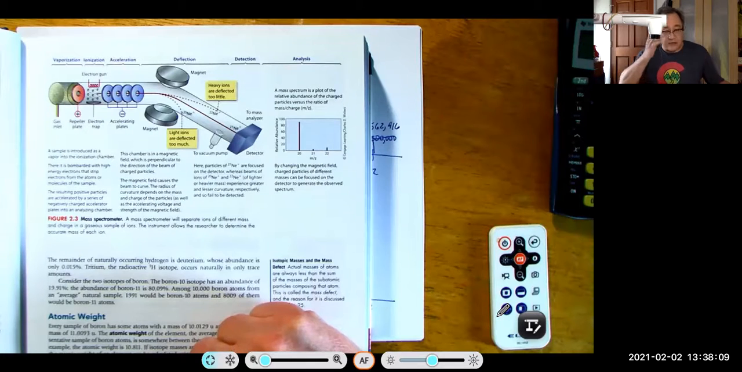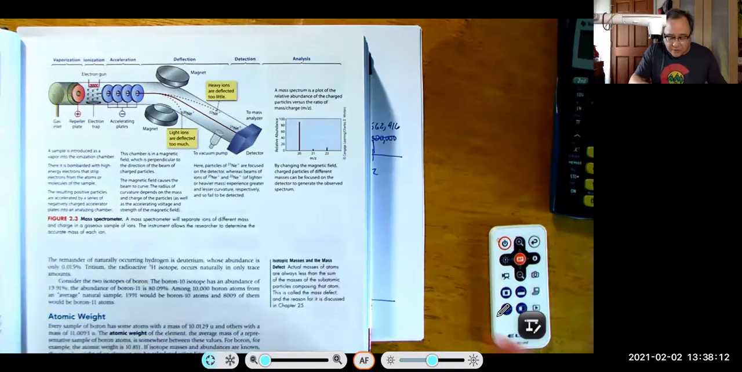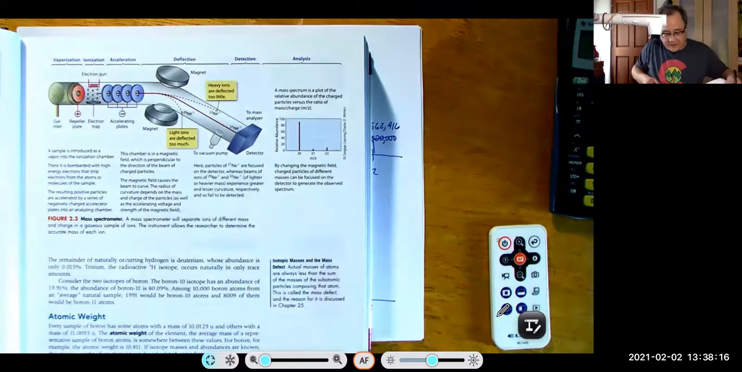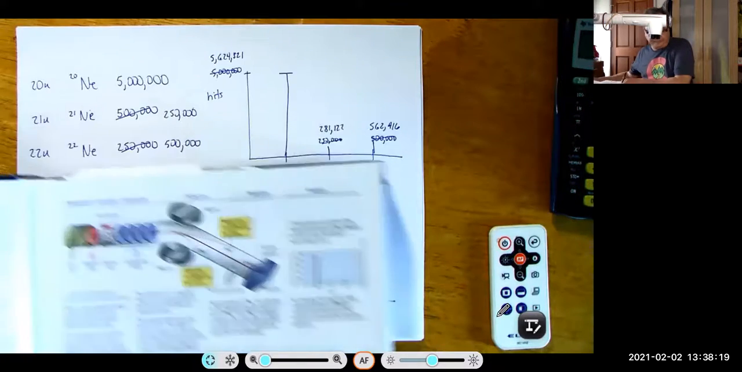Okay, so back to the intro, I'd say that the introduction is going to tell you the relative amounts of each isotope and how much each one weighs. That's what mass spectrometry is going to do.